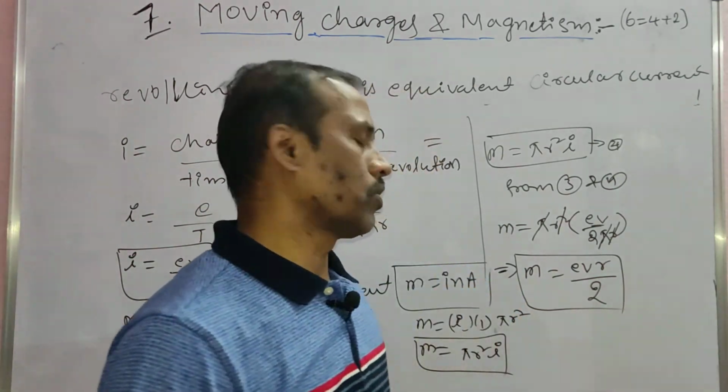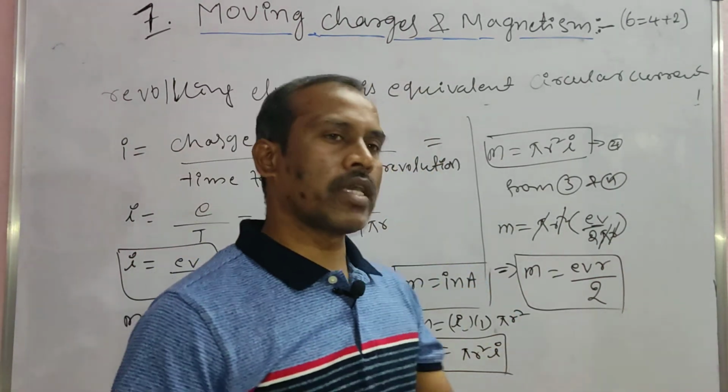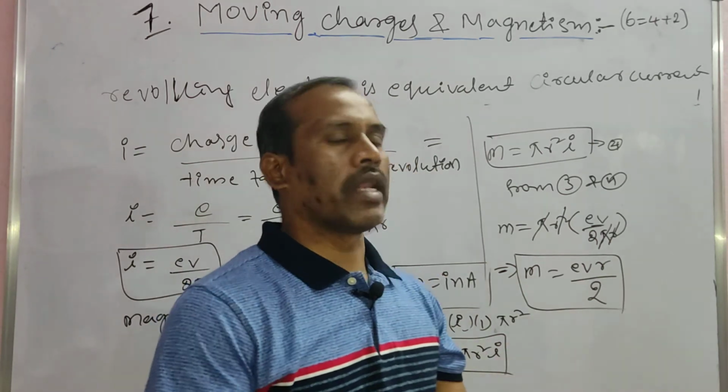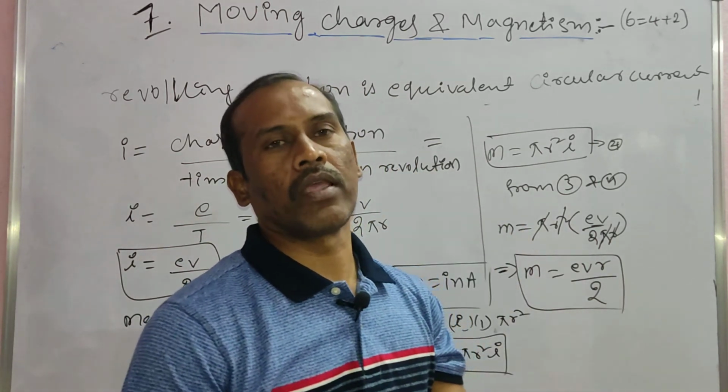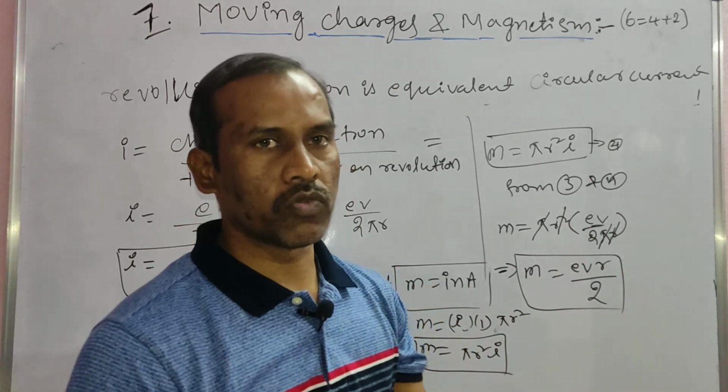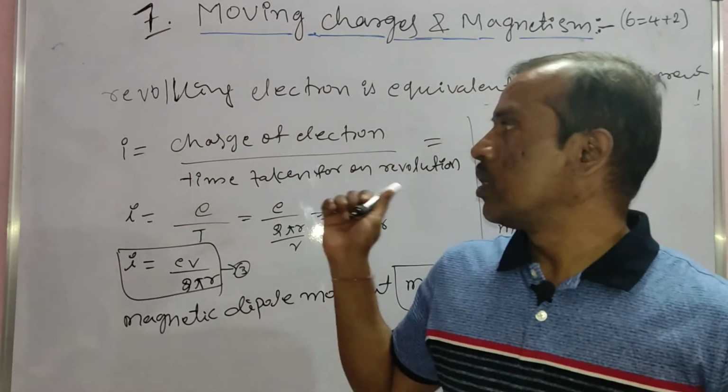This is a 4 mark question, very important. The SI unit of the magnetic dipole moment is ampere meter square. Okay. Look, very simple.